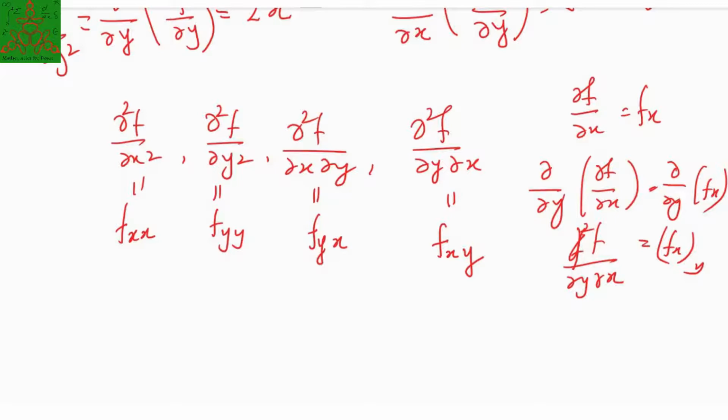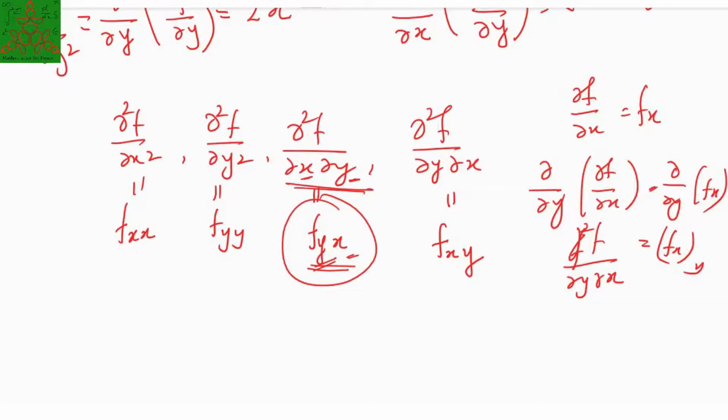Please keep in mind this notation here and here. When you are using this notation, the derivative of y first and then x. If you are using this notation, here first y and then x. So that is the notation change, please don't get confused by that.